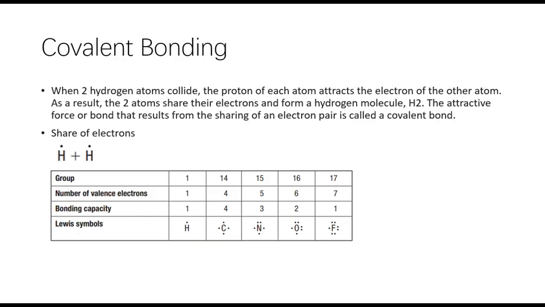In this example here, when two hydrogen atoms collide, the proton of each atom attracts the electron of the other atom. And that is because oppositely charged particles can attract each other. As a result, the two atoms share their electrons and form a hydrogen molecule, H2. And the attractive force or bond that results from the sharing of an electron pair is called a covalent bond. And now we can conclude that covalent bonding requires sharing of electrons.